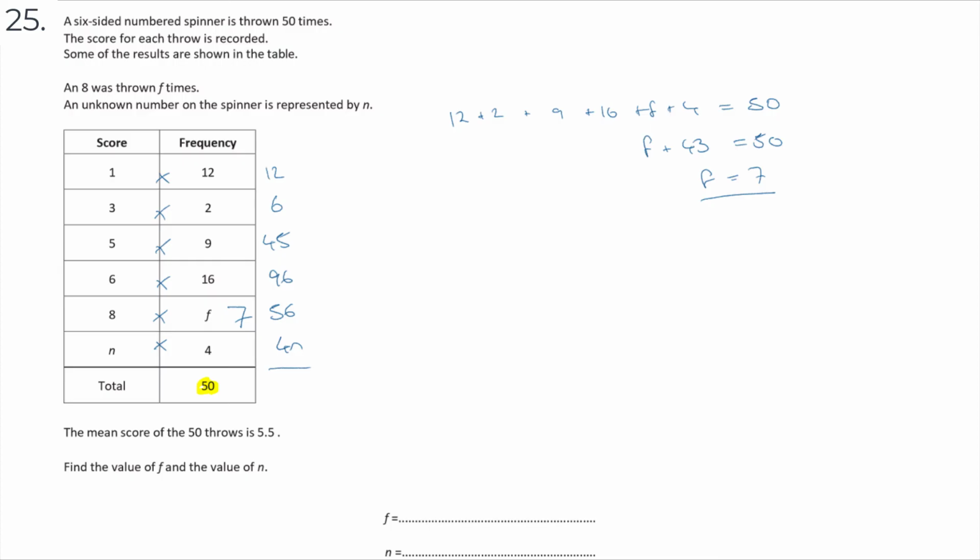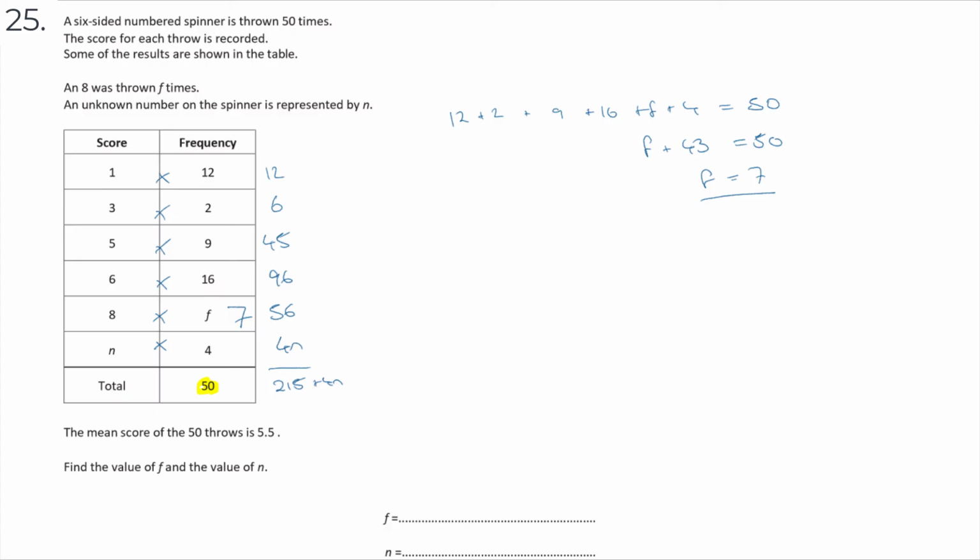So anyway, let's just add that up then. So I've got 12, 6, 45, 96, 56, what's that add up to? So 12 plus 6 plus 45 plus 96 plus 56. That comes to 215. So I've got 215 plus 4n as the total.